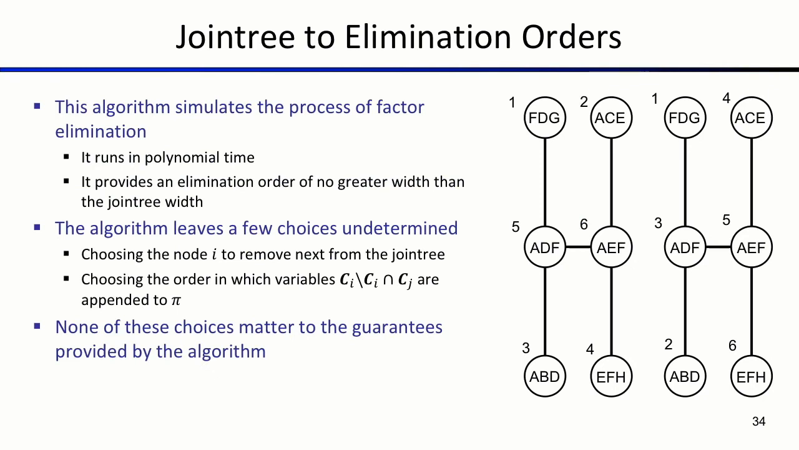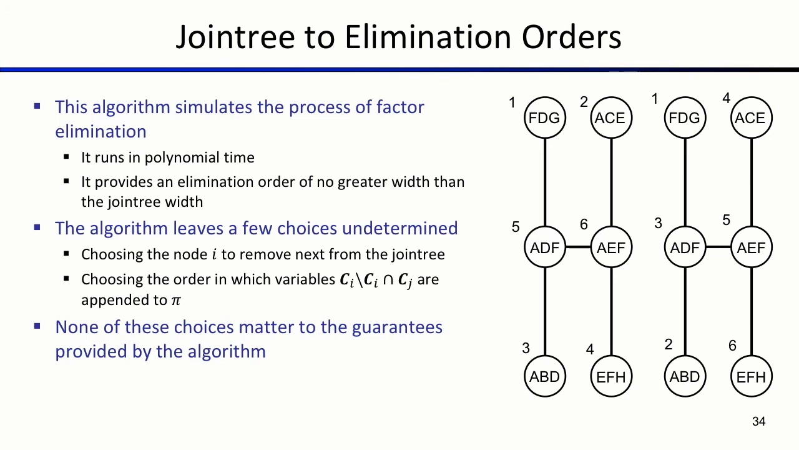So great, let's see what we have here. So this algorithm simulates the process of factor elimination. That's true. It runs in polynomial time. That's also true. So we take each node at a time and eliminate that. So we're just sort of simulating the process of eliminating the variable. So we are not doing any joins or any divisions or any summations. So the expensive part of the computation is not done here. So it's just sort of a simulation. So it will take a time that's proportional to the number of nodes that we have here. It provides an elimination order of no greater width than the joint tree width.